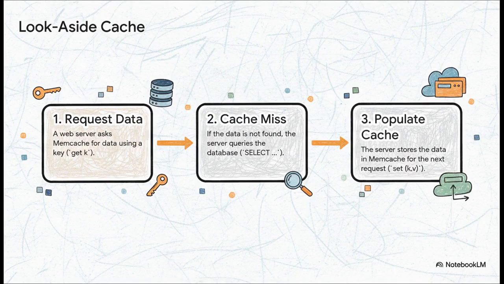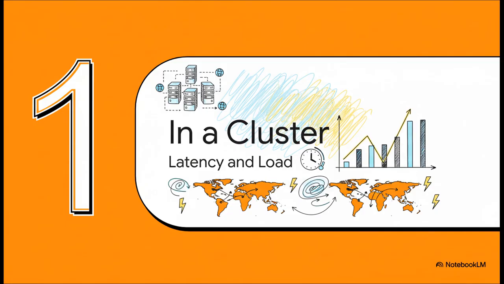The whole system is based on this simple, three-step dance. Okay, first, a web server asks Memcache, hey, do you have this piece of data? If it's not there, and that's what we call a cache miss, the server has to go do the hard work and get it from the main database. But here's the magic trick. To make the next request way faster, it then saves a copy of that data back into Memcache. Simple, right? But a good idea is one thing. Making it work across thousands and thousands of servers, that's a whole different beast.